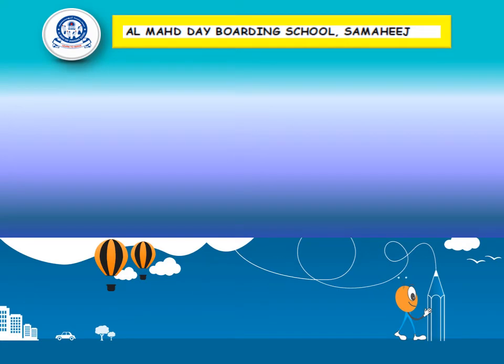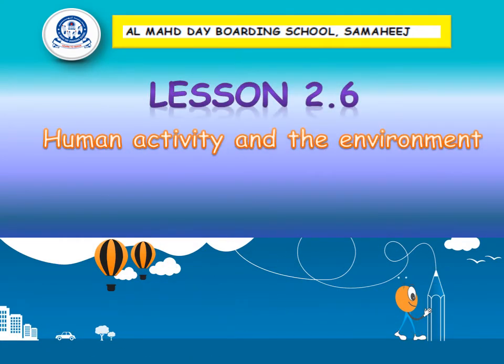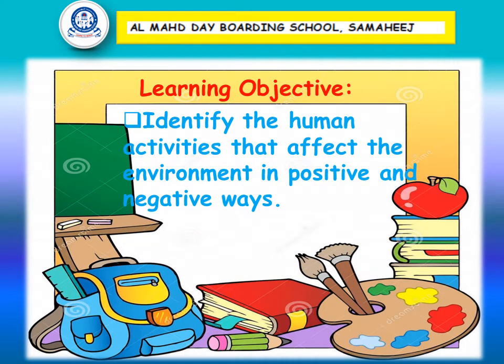Today, we're going to learn about Lesson 2.6 Human Activity and the Environment. On your student book, it is on page number 34 to 35. The learning objective of this lesson: identify the human activities that affect the environment in positive and negative ways. So, at the end of the lesson, you will be able to identify the human activities that affect the environment in positive and negative ways.